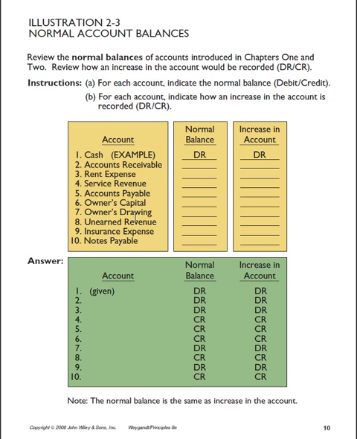In summary, the only accounts that increase with a debit are assets, expenses, and drawing. So assets, expenses, and drawing have a normal balance of a debit. Everything else is a credit.